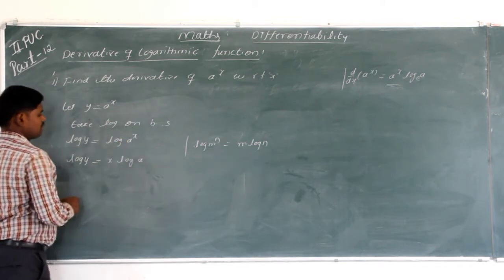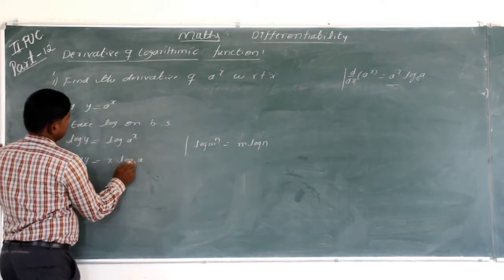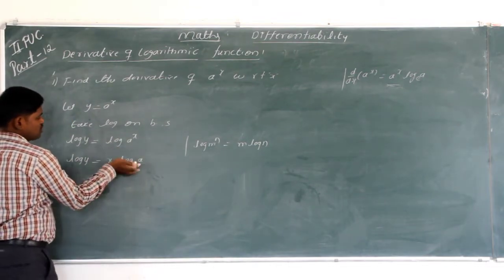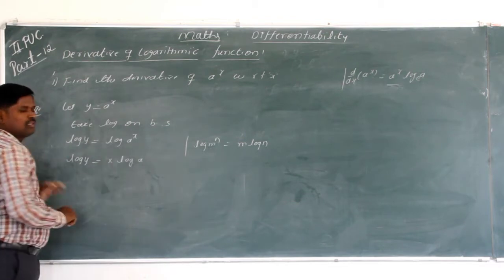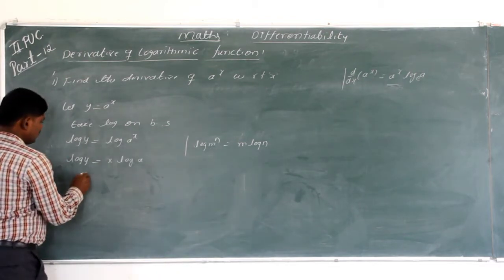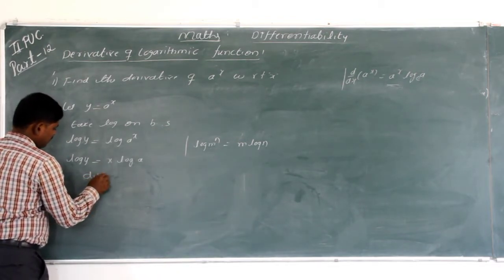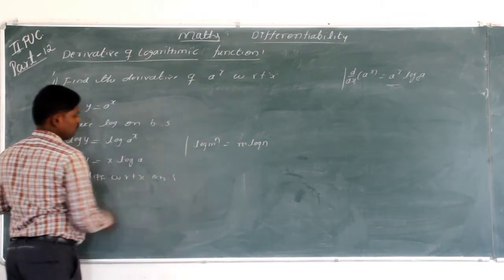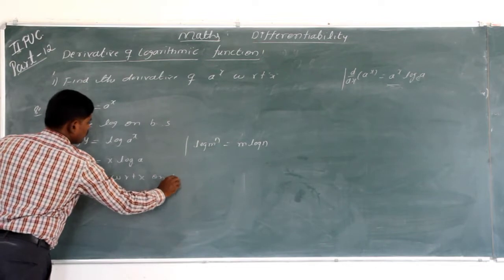This is the natural logarithm, so the base is e. There is no explicit base, it is the natural logarithm, that is e. Now we are going to differentiate with respect to x on both sides.